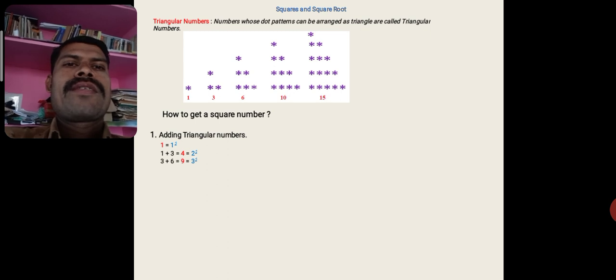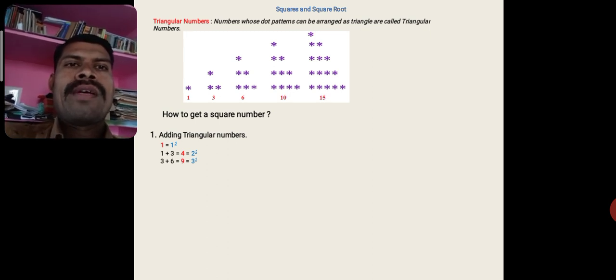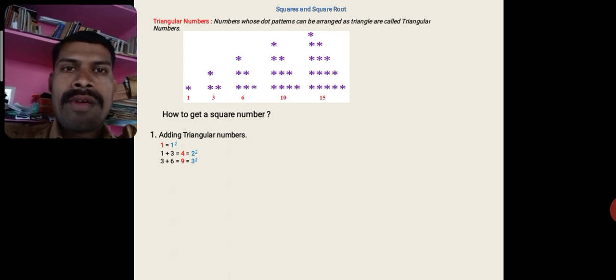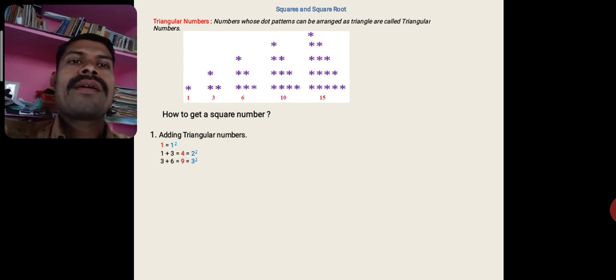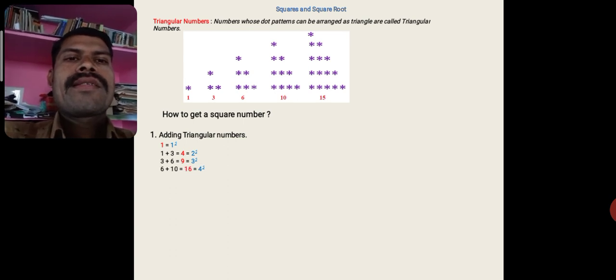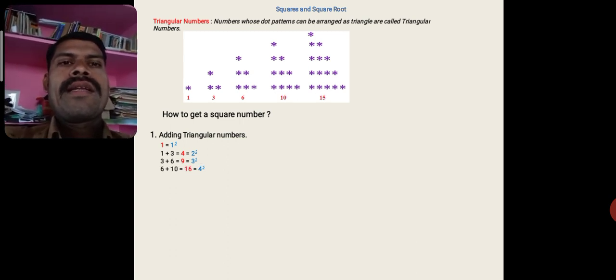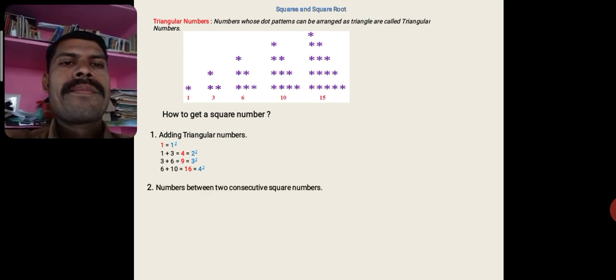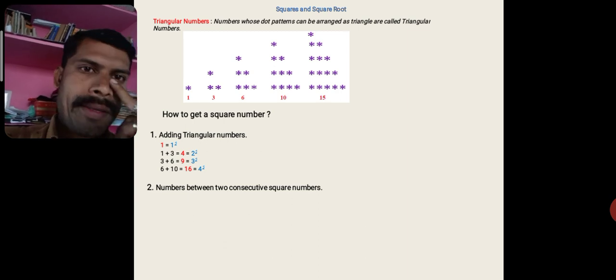And 3 plus 6 you consider. Successive 2 triangular numbers you have to add. You will get a square number. 3 plus 6, again you see, 9 is the square of 3. Again 6 plus 10, 16 is the square of 4. Similarly you can get.